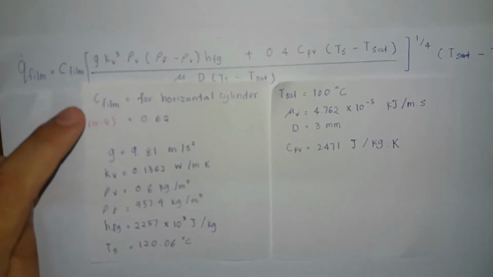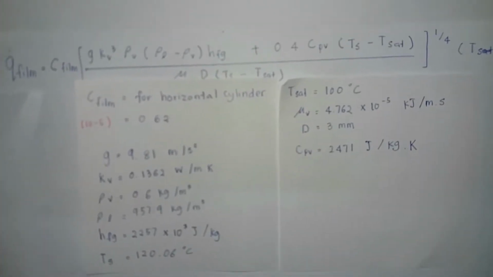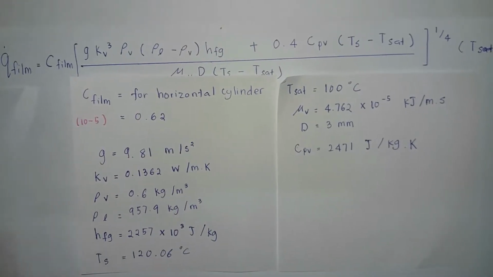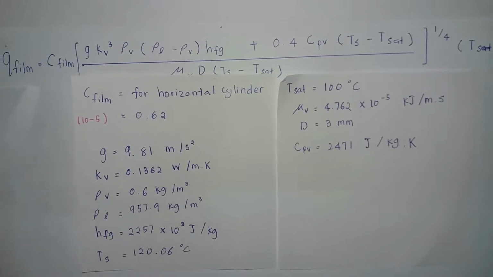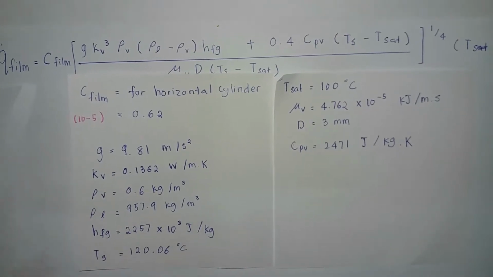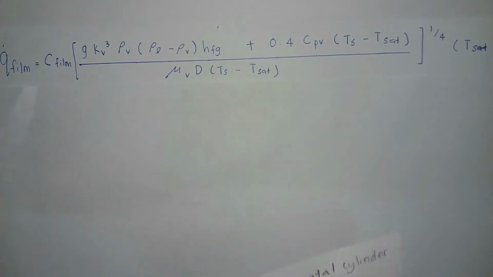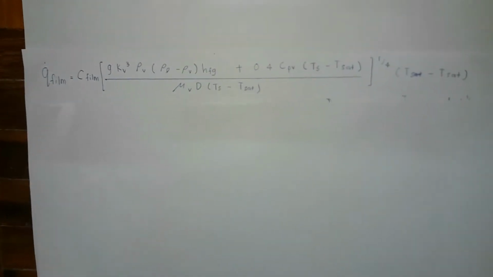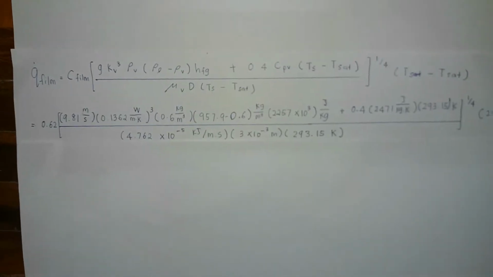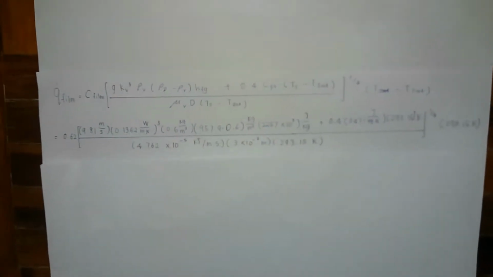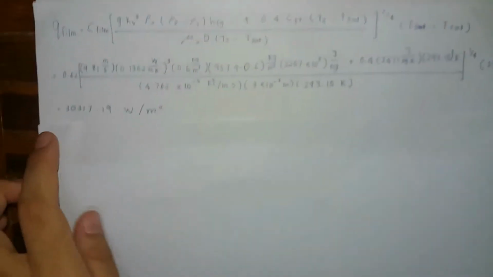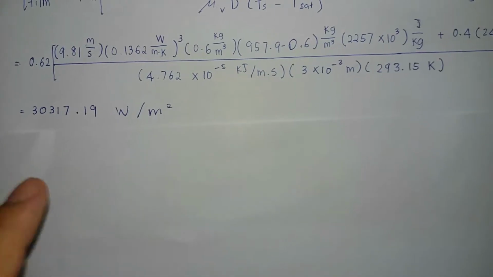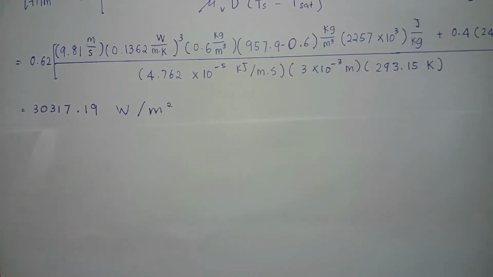For C film, it is a constant for a horizontal cylinder, which is the value for C film is 0.62, and the other constants. After that, we substitute the values into the equation, and when we calculate, we get 30,317.19 watt per meter square.